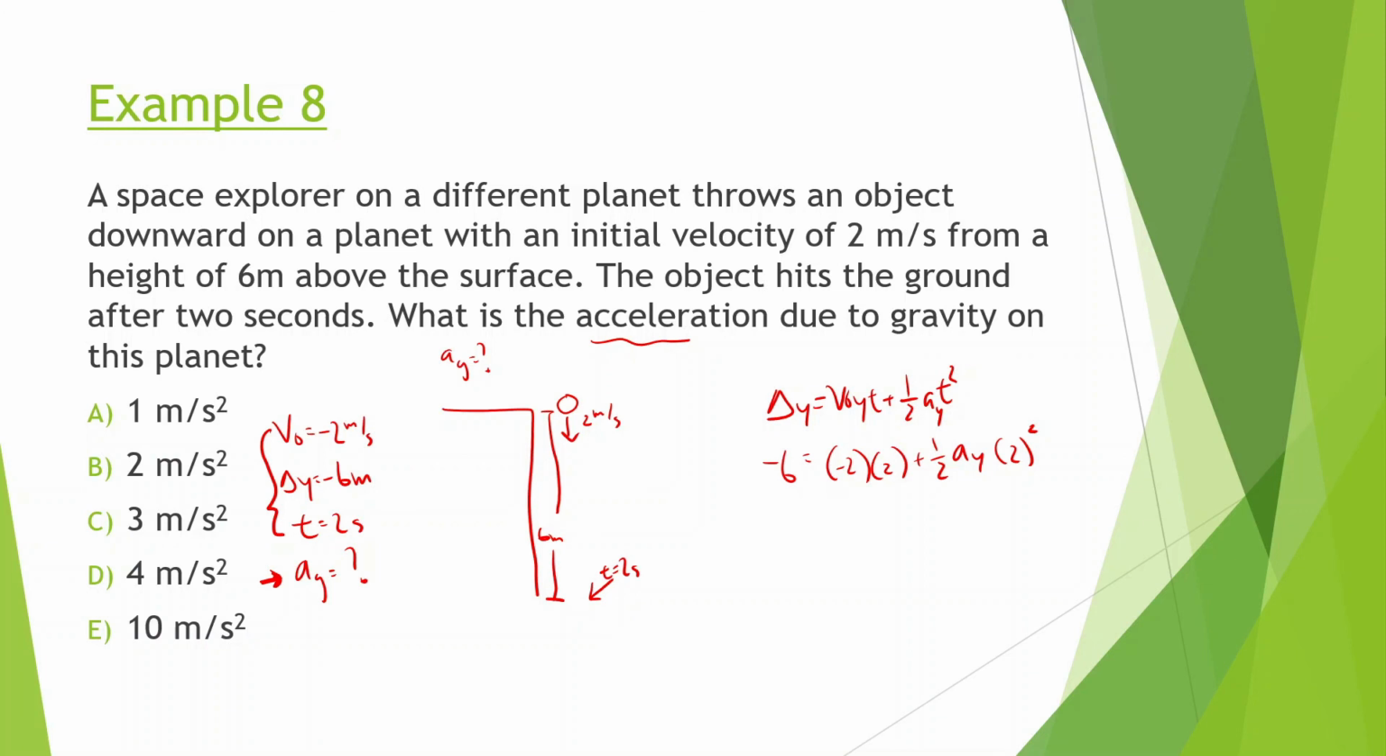So now let's put this into our calculator and see what we get. I've got my calculator nearby. So negative 6 plus 4, times 2, divided by 4. And what do we get? We get that this is equal to negative 1 meters per second squared.